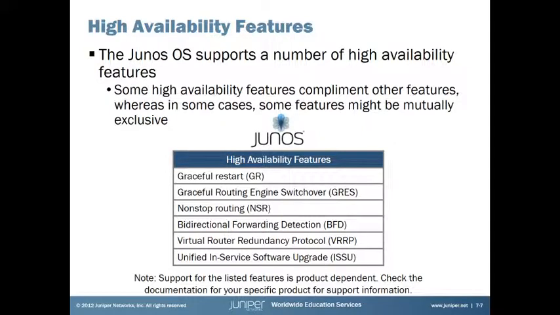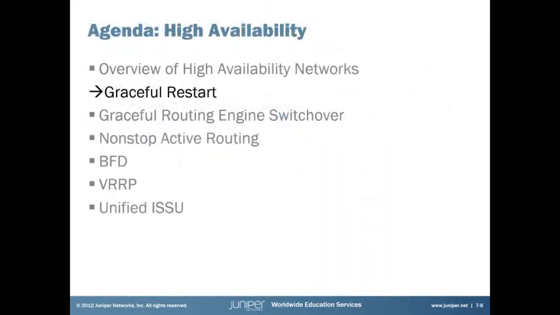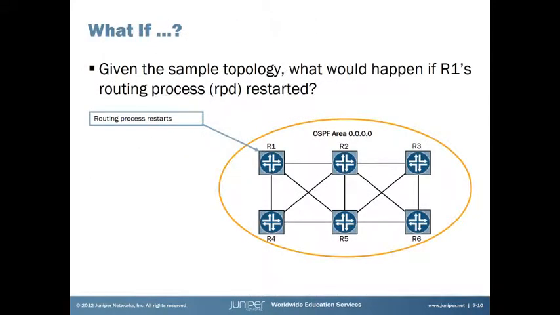So we're going to look at some features that the Juniper operating system supports to help us achieve high availability. Some of these features complement other features, whereas in some cases, some features might be mutually exclusive. Okay, so we're going to look at graceful restart, graceful routing engine switchover, non-stop routing, bidirectional forwarding detection, virtual router redundancy protocol, and unified in-service software upgrades.